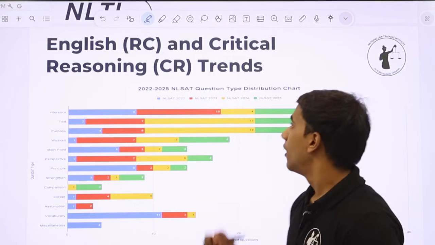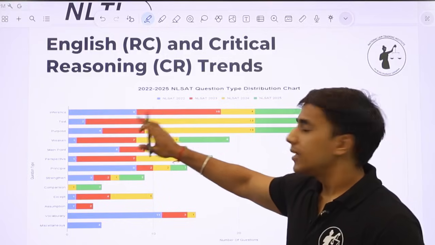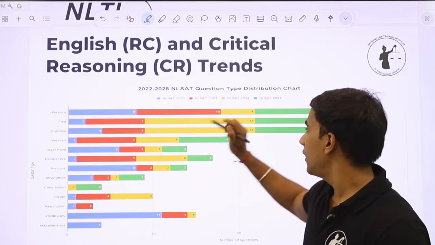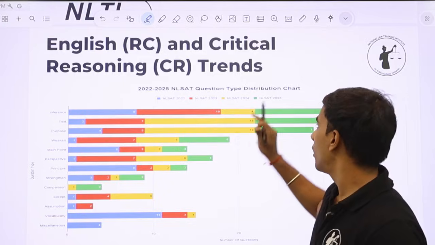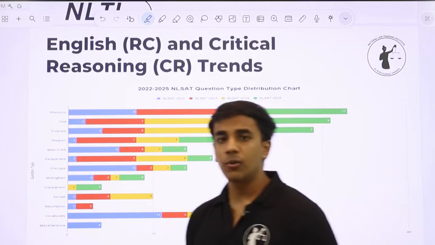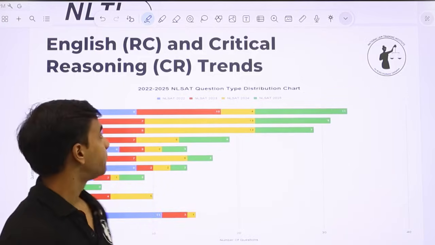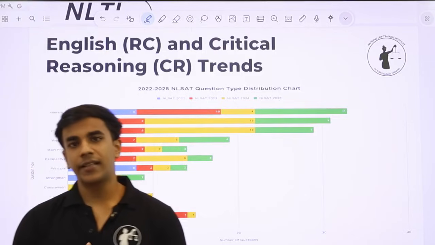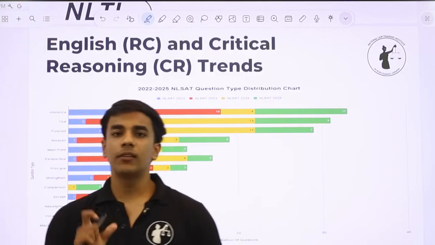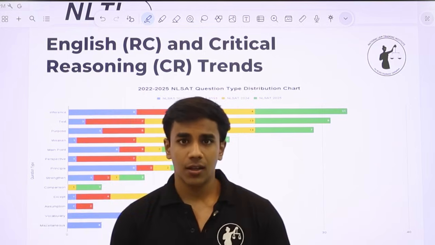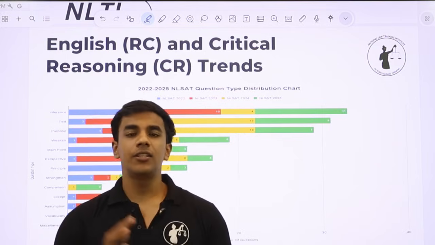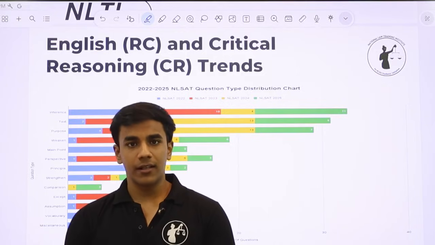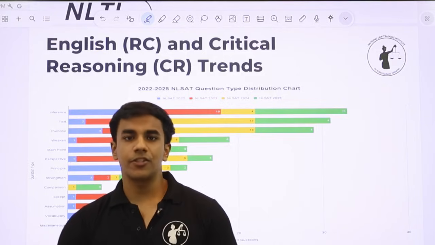NLSAT 25. So the blue color you see is for the questions asked in NLSAT 22. Red is for NLSAT 23, yellow is for NLSAT 24, and the green one is for NLSAT 25 that was held very recently. Now, what does this slide tell you? This slide tells you the types of questions that were asked in Part A of the paper. Part A comprises critical reasoning, reading comprehension, and general knowledge.